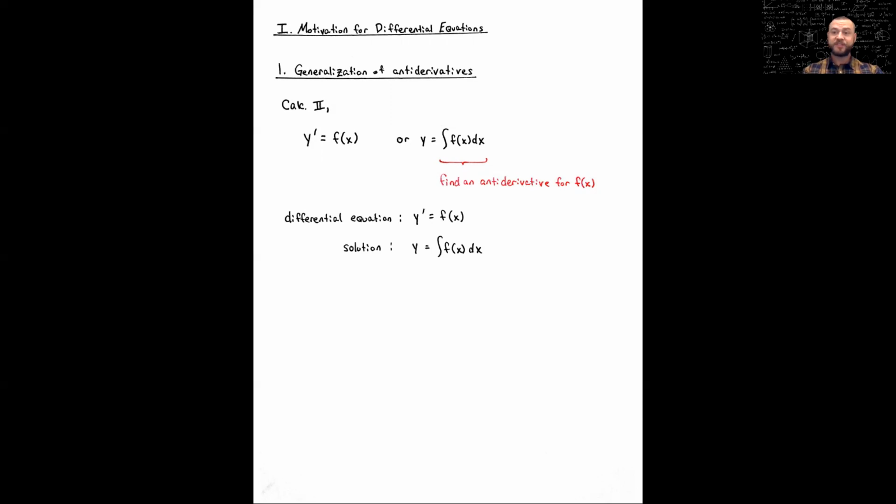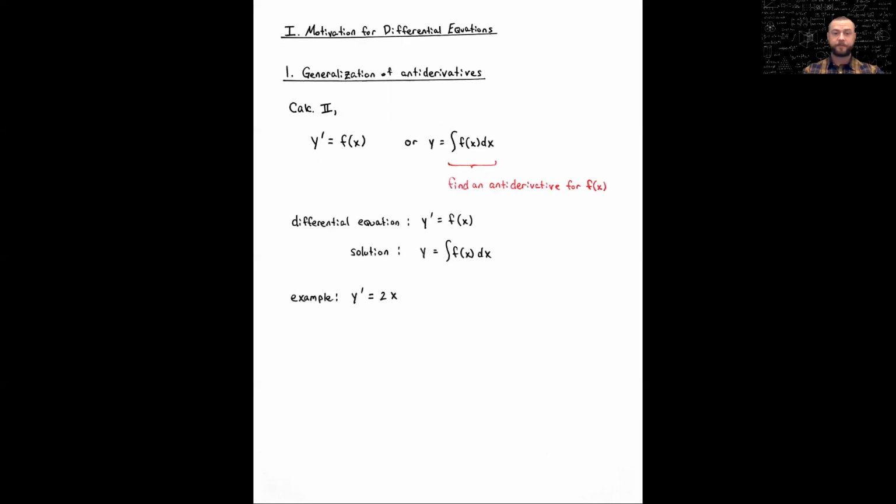Let's take a look at a really simple, concrete example. Let's say our differential equation is y prime equals 2x. Now, just building off of your Calc 1 and Calc 2 knowledge, you can probably answer this.